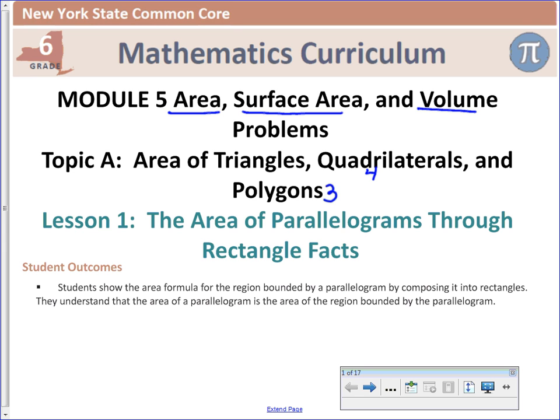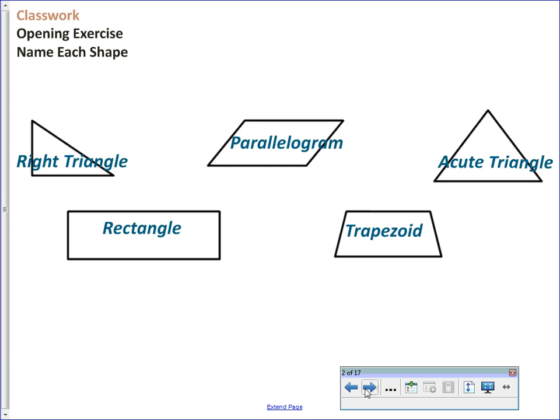Today, for Lesson 1, we're going to focus on the area of parallelograms through what we know about rectangles. So let's start by reviewing our basic shapes: the rectangle, parallelogram, acute triangle, rectangle, and trapezoid. We already discussed the difference between a parallelogram and rectangle is that a rectangle has to have 4 right angles.